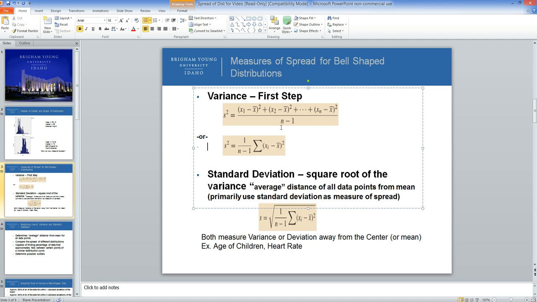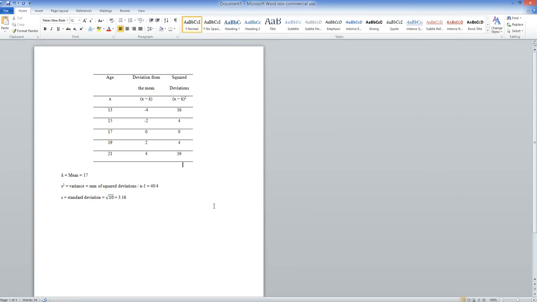Now basically instead of looking at this formula, what I like to do is look at how we calculate a standard deviation in terms of a table. So what I'd like to do is pull up the ages of the children of a teacher in the math department. And here are the ages: 13, 15, 17, 19, and 21. These are the observations, okay?